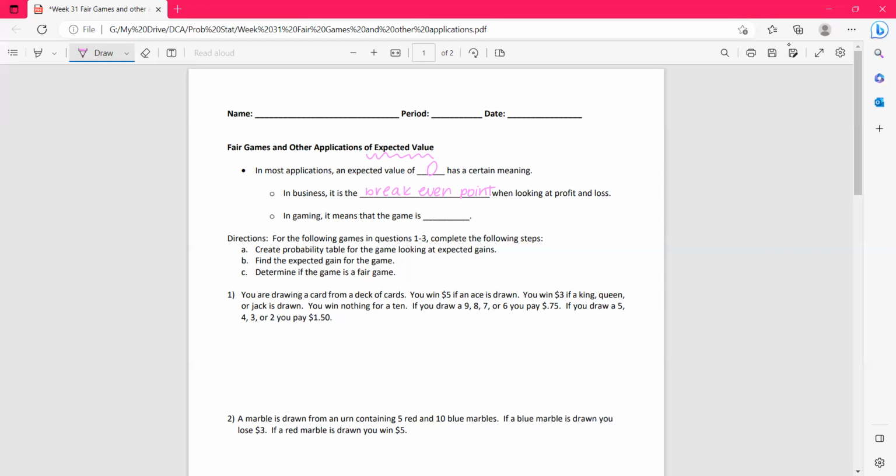In gaming, it means that the game is fair. So we want 0 as our expected value, or as close to 0 as we can get. The closer to 0, the more fair the game.